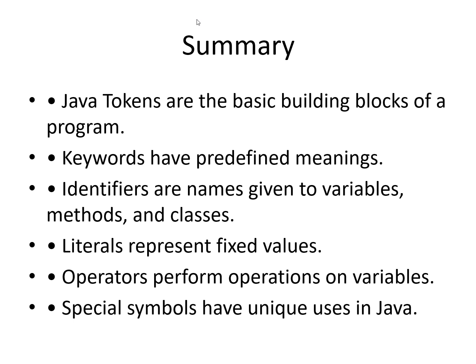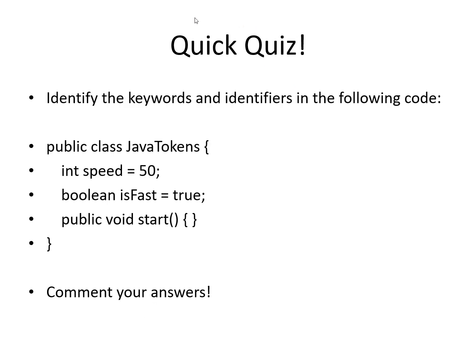So that's all about tokens in Java. We learned about keywords, identifiers, literals, operators, and special symbols. Can you tell me which of the following are keywords and which are identifiers in the given code?